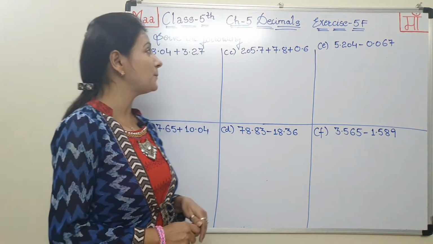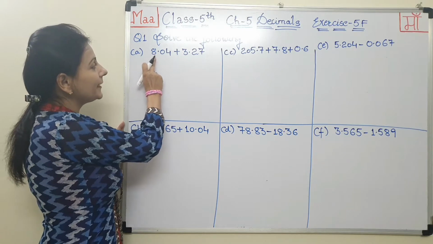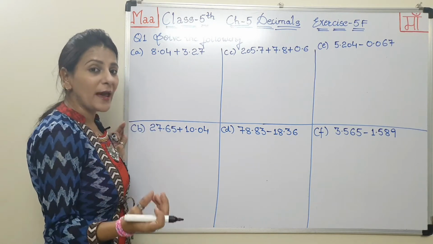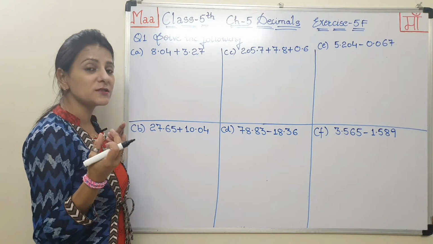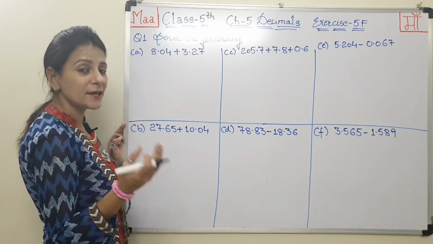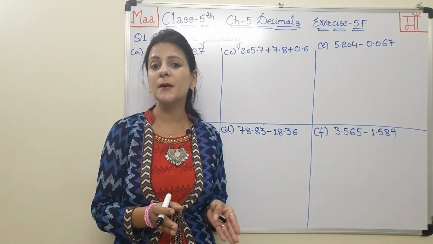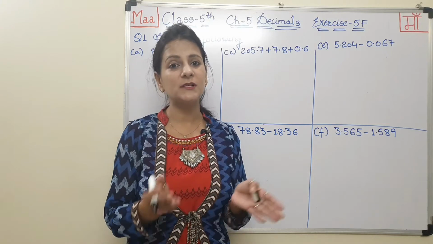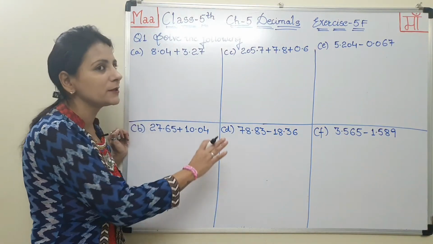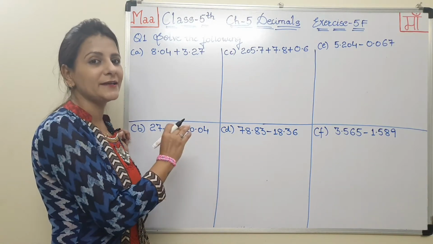So let us begin with part A, and here the decimal numbers are 8.04 plus 3.27. Before adding the decimal numbers, you have to just check whether they are given in like decimals or unlike decimals. If the decimal numbers are given in unlike decimals, then the first step will be to convert the unlike decimals into like decimals. But here in this part, and in fact in all the parts, you will notice that all the decimal numbers are given in like decimals only.